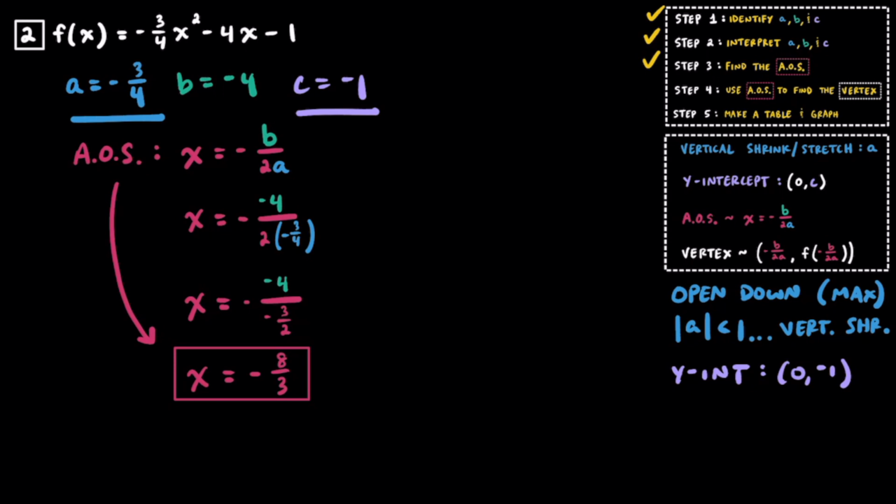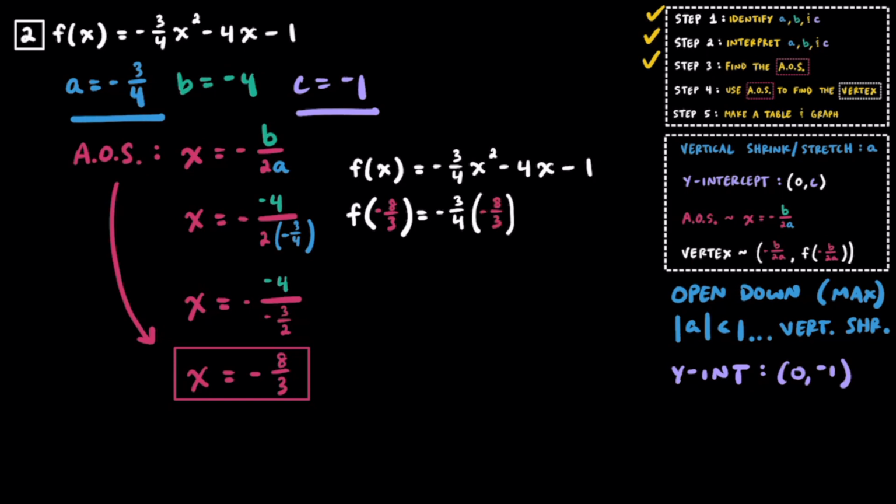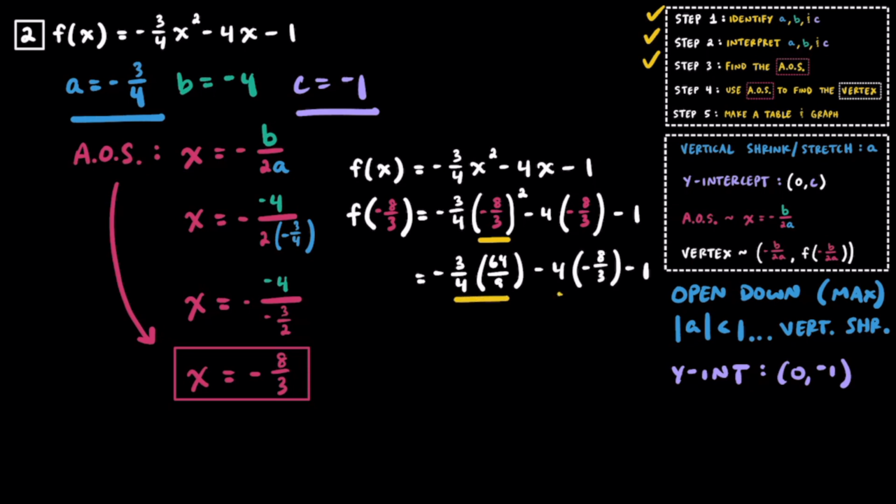So we just finished step 3, which is finding the A.O.S, and we're now going to use that A.O.S to find the y value of the vertex. At this point, let's find f of this negative 8 over 3 to find out what the y value is for the vertex. Squaring this negative 8 over 3, we're going to get positive 64 over 9, so we can go ahead and write that. And now let's go ahead and multiply these at the same time.